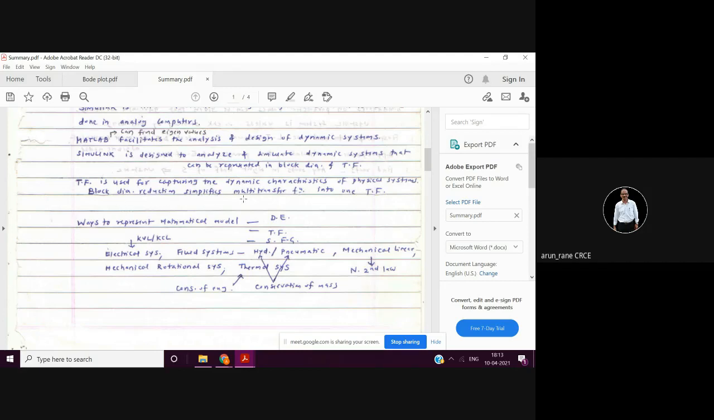Block diagram reduction simplifies the multi-transfer function into one transfer function. So there are various ways to represent a mathematical model, like differential equation, transfer function, signal flow graph. Electrical system can be represented by Kirchhoff's voltage law or Kirchhoff's current law. Fluid system by hydraulic and pneumatic. Mechanical rotation system. Thermal system, the principle is conservation of energy. Energy remains same. In hydraulic and pneumatic it is conservation of mass. In mechanical it is F equals ma.